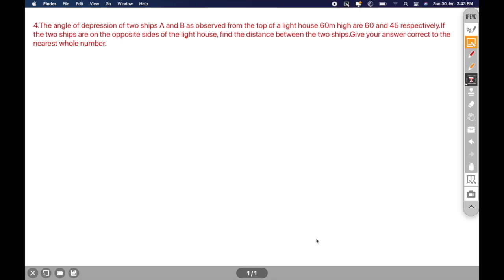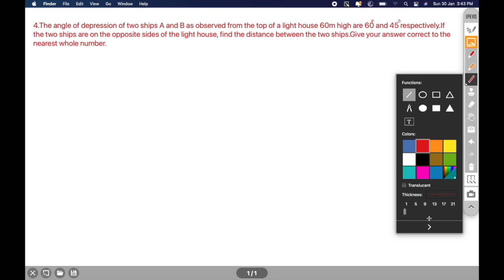Question is, the angle of depression of two ships A and B as observed from the top of a lighthouse 60 meter high are 60 degree and 45 degree respectively. If the two ships are on the opposite sides of the lighthouse, find the distance between the two ships. Give your answer correct to the nearest whole number.